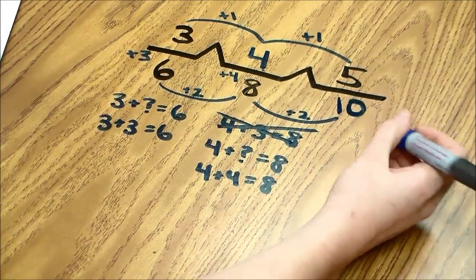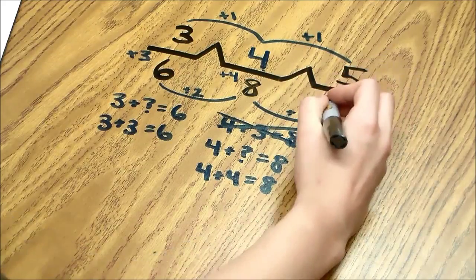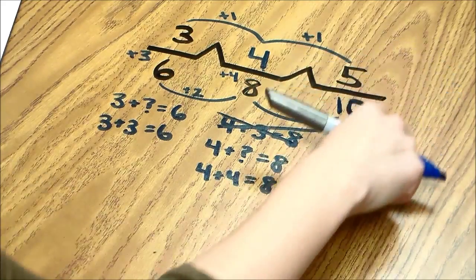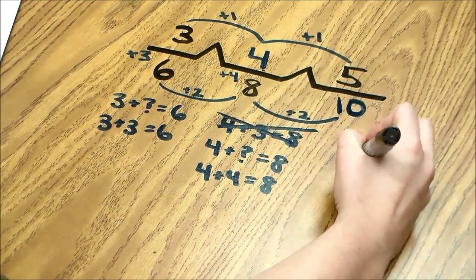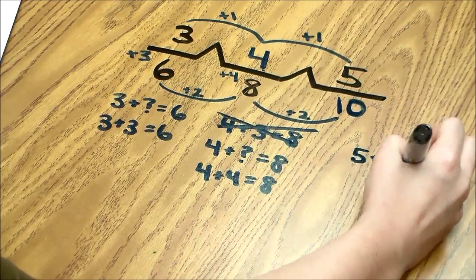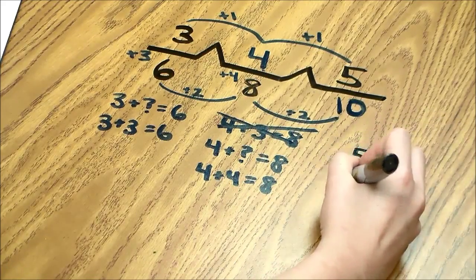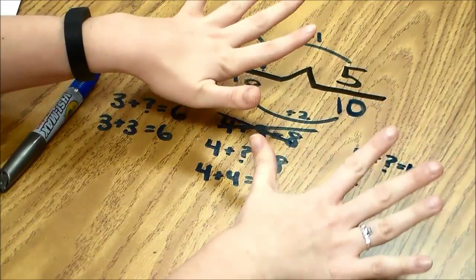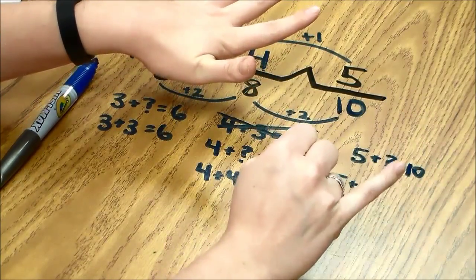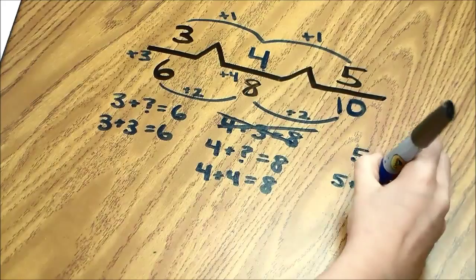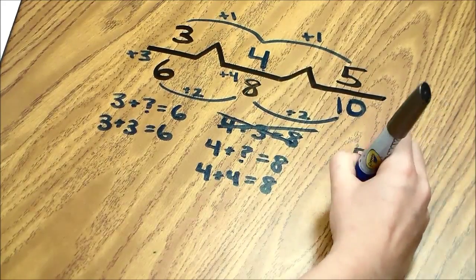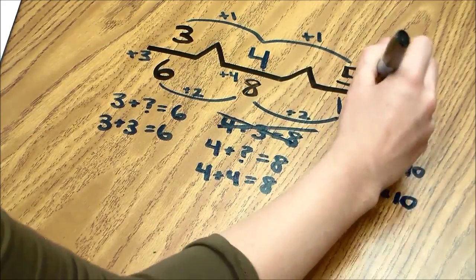Let's try 10 on the bottom and see if we can figure out a relationship between 5 and 10. 5 plus what equals 10? Let's count backwards by 5 from 10. And I get the leftover 5. 5 plus 5 equals 10. I can add that rule of the plus 5 in front of my 10.